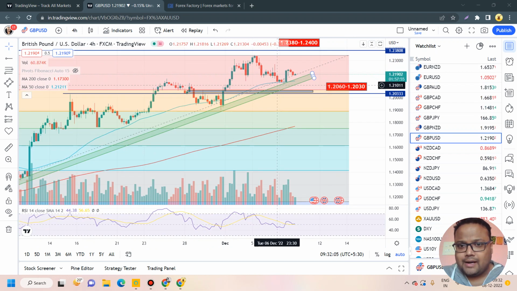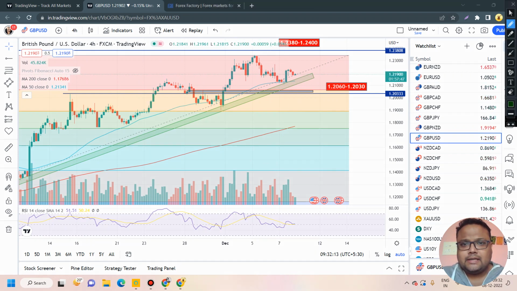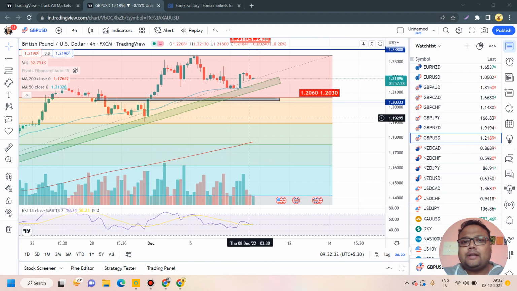So the market bounced on the 50 moving average. The 50 moving average is acting as a dynamic support here, and this time we can see that instead of crossing the previous high, the market has formed a small lower high here, and the market is coming down again. So this time, expecting the market to bounce from the 50 moving average can be risky. If possible, try to observe the market around the trend line here.